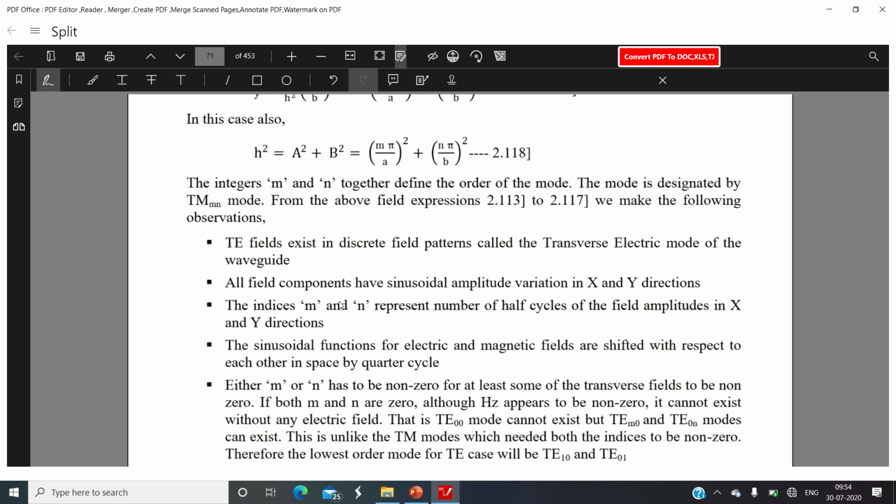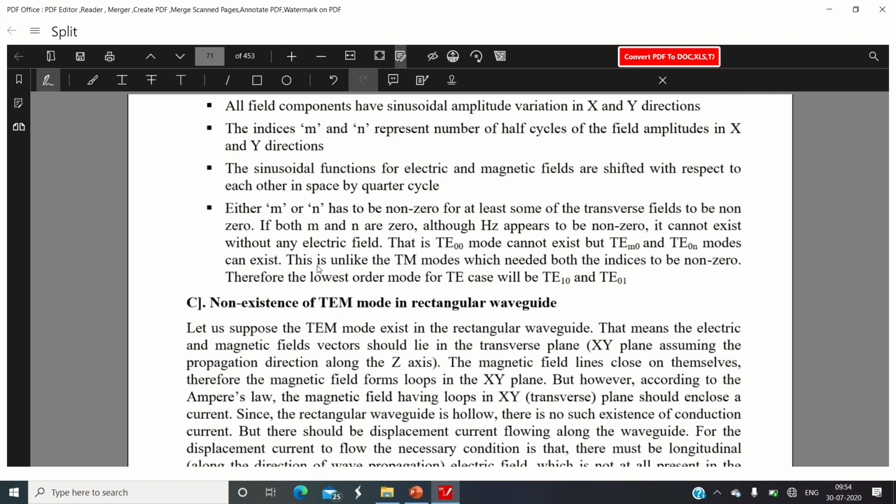Next, as usual, the suffixes m and n indicate the number of half cycle variations of the given field in the x direction as well as in the y direction, right? Now, the sinusoidal variation for the electric and magnetic field are shifted with respect to each other in space by a quarter cycle. Okay.